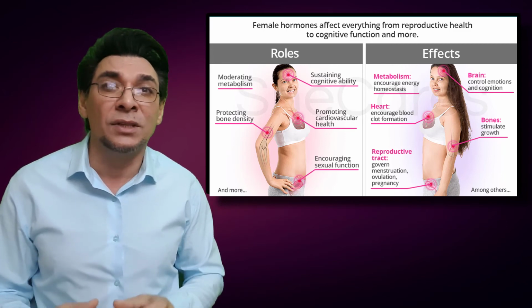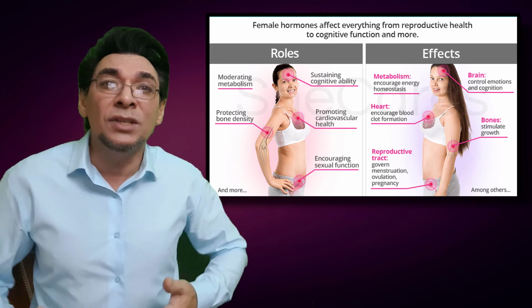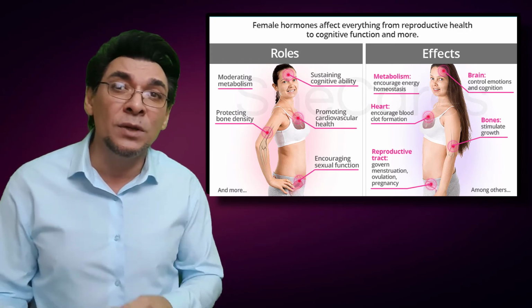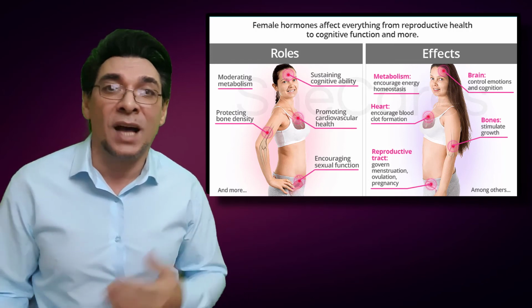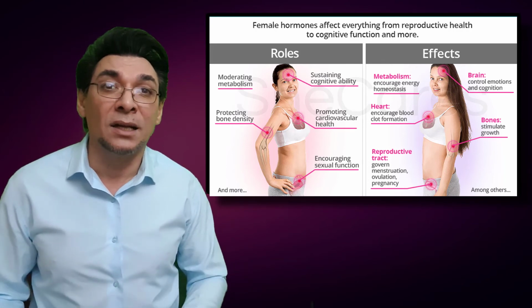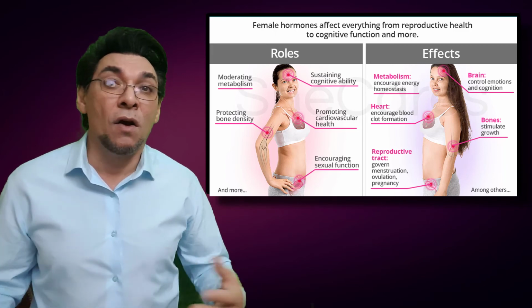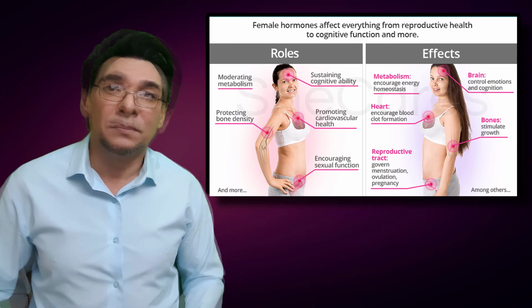Two such characteristics are enlargement of the breasts and the distribution of adipose tissue, which influences the shape of the hips, breasts, and thighs. In addition, the female menstrual cycle is controlled by the cyclical release of estrogen and progesterone from the ovaries.